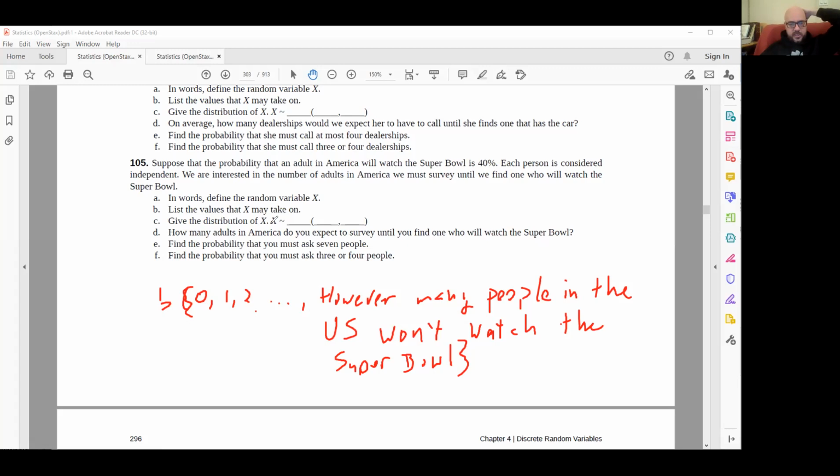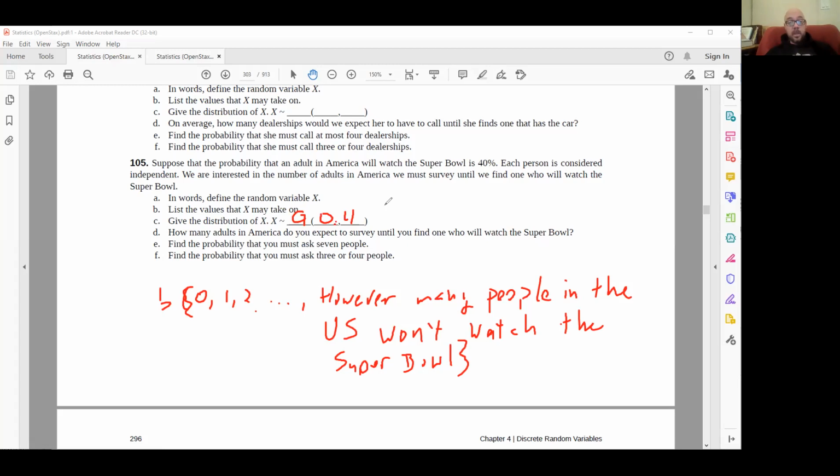Give the distribution of x. X is approximately, oh, this is terrible. It's not that at all. They've left 2 things in here, I presume because they copy pasted this from binomial. But there's only one parameter for geometric. So this is geometric with a chance of success of 0.4. That's it. There's not a second number in there. I don't know why they left 2 spaces.